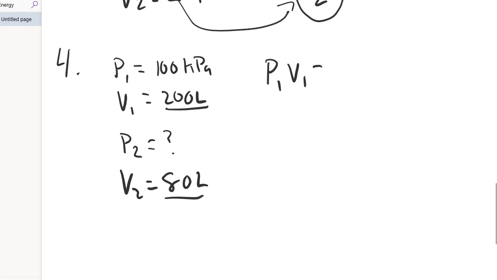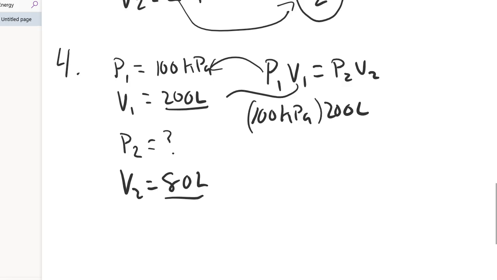P1 V1 equals P2 V2. So we'll stick what we have in, 100 kilopascals, because that's P1, times the first volume, which is 200 liters, which comes from over here. That equals P2. We don't know what that is. That's what we want to solve for, times 80 liters.